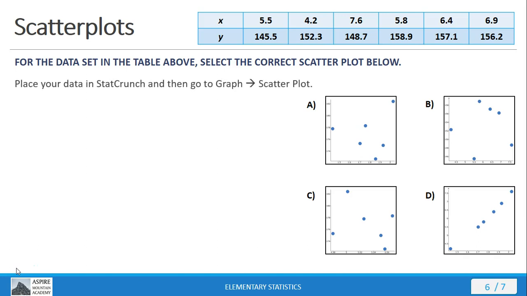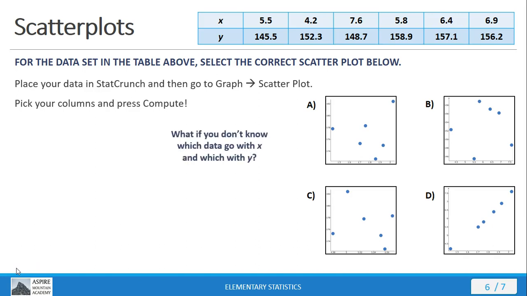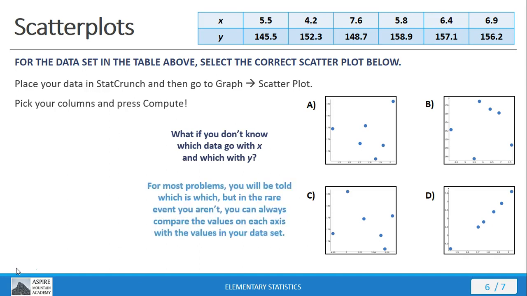Okay, let's see how you did with this. So once your data is there in StatCrunch, go to Graph, Scatter Plot, and then pick your columns in the options window, press Compute, and you should be able to get the right answer. Now, if you don't know what X and Y is, because here it's labeled with X and Y, usually X is the one that's listed first. But you can also look at the scaling on your graphs to see which one is the right one to pick. So for most problems, you're going to be told which is which, but on the rare event that you're not, you can pick up clues to figure out what's what.